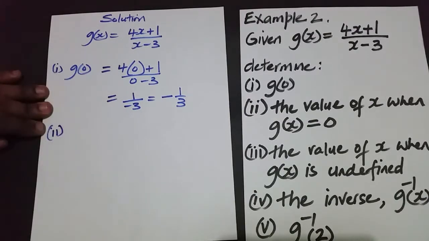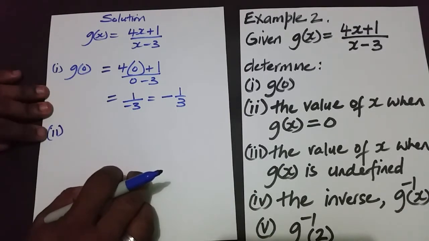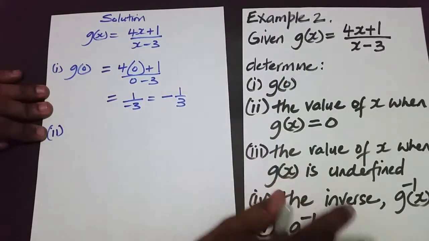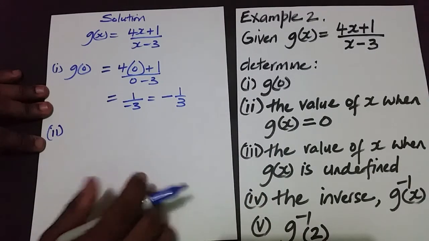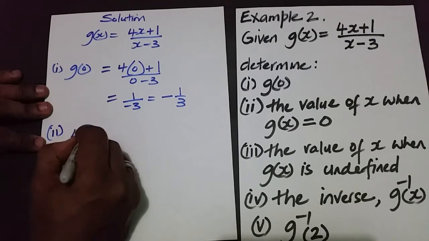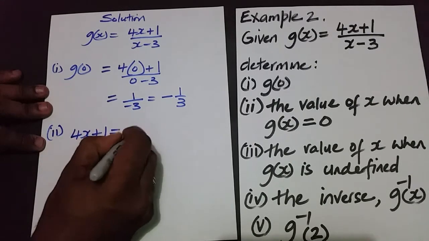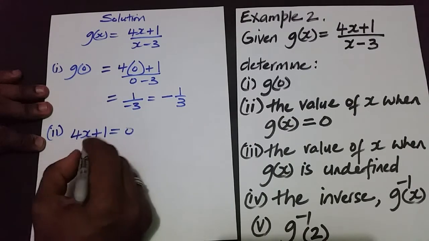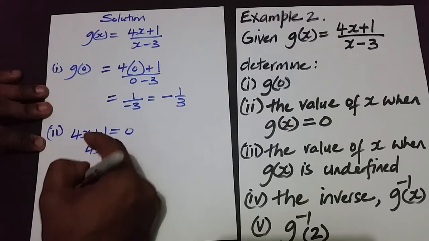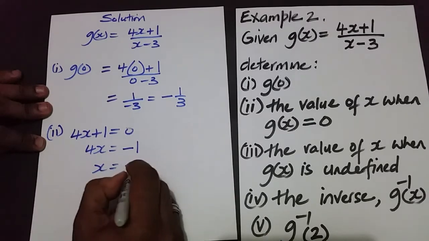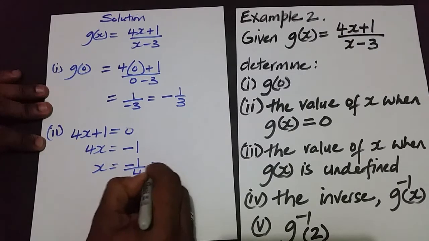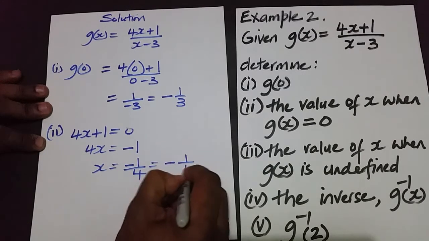Now it says determine the value of x when g of x is equal to 0. Now remember, g of x is a fractional function. And in order for a fractional function to be equal to 0, its numerator must be equal to 0. So we solve for x here. So 4x equals, carry over the positive 1, it becomes negative. And x is equal to negative 1 over 4, which is the same thing as saying negative a quarter.